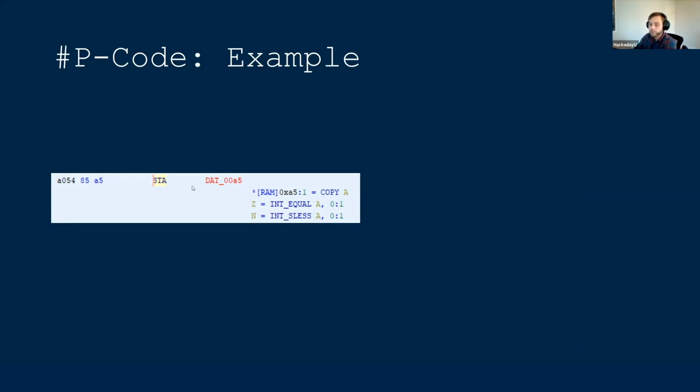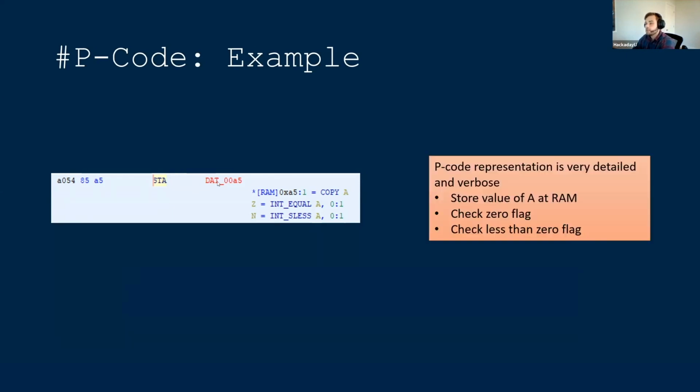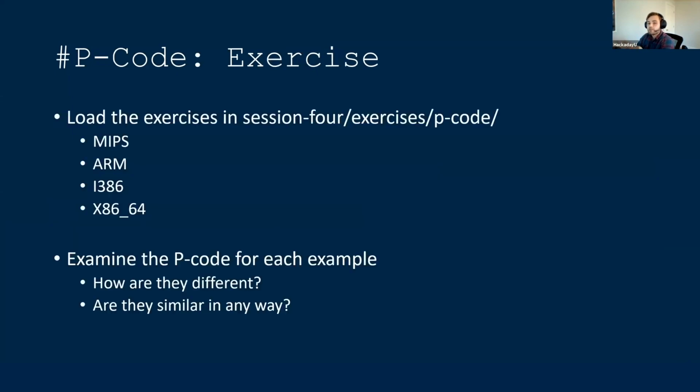So again, we talked about what this instruction does: it stores the value in the A register at this address. And so we see that happening with this first one. And then we also see the flag checks that happen after the fact. And so first thing we do, right, at this value in RAM, we're storing 1 byte, and it's the copy of the value in that A register. Then we're checking the 0 flag, setting it if necessary, and then we're checking the less than 0 flag and checking that if necessary.